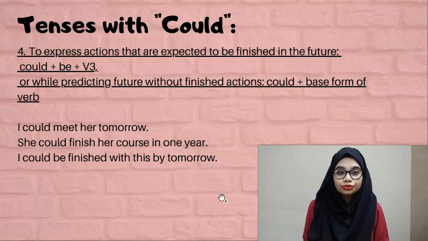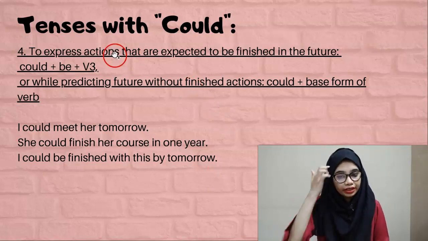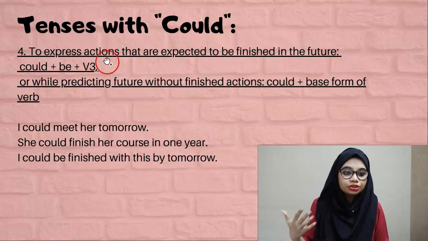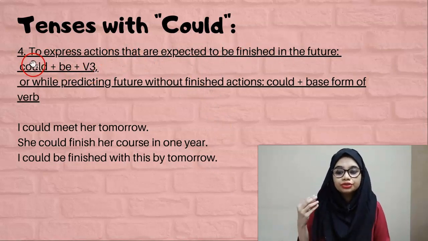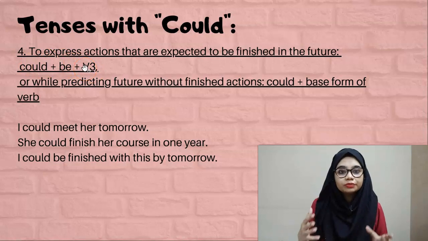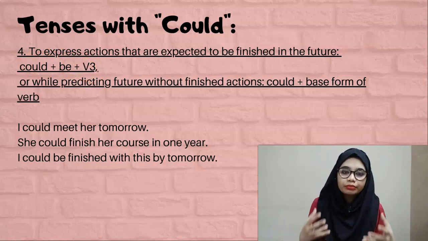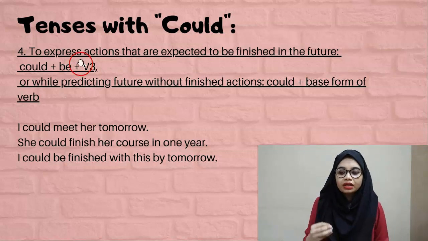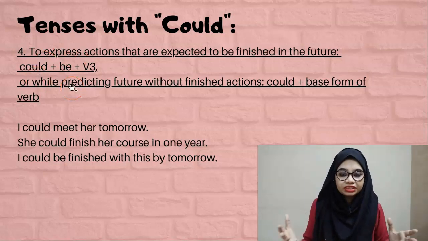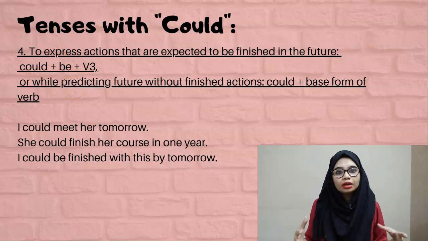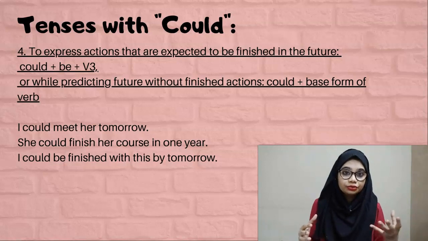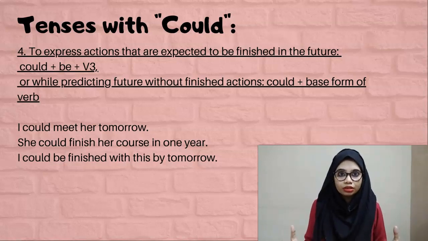So when it comes to the future tense, there are two different ways you can form sentences with could. The first way is when you're talking about actions that are expected to be finished in the future. So you use could plus be plus V3. You are specifically talking about actions that you expect to be finished by a certain time in future. Or while just simply predicting the future and not talking about finished actions in particular, you could use could plus the base form of the verb.